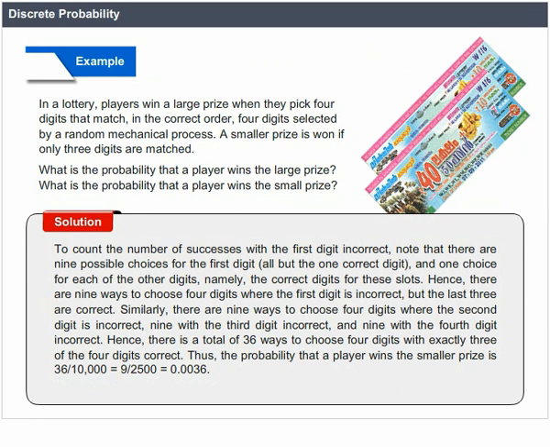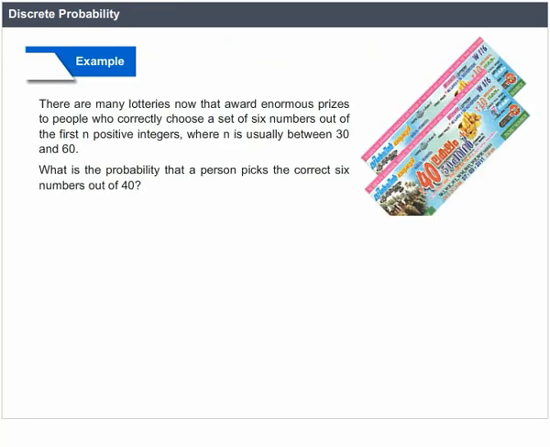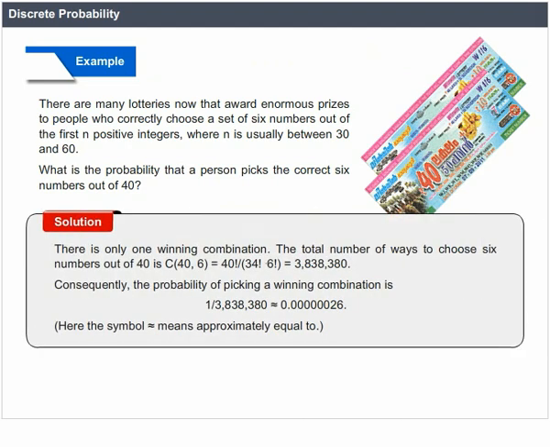There are many lotteries now that award enormous prizes to people who correctly choose a set of 6 numbers out of the first n positive integers, where n is usually between 30 and 60. What is the probability that a person picks the correct 6 numbers out of 40? Solution: there is only one winning combination.